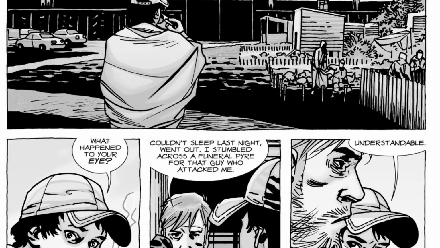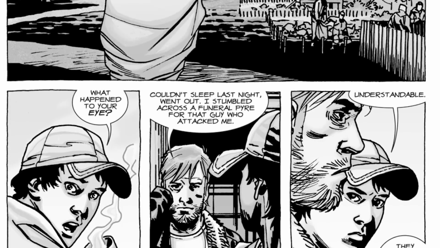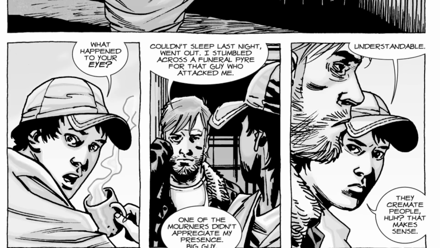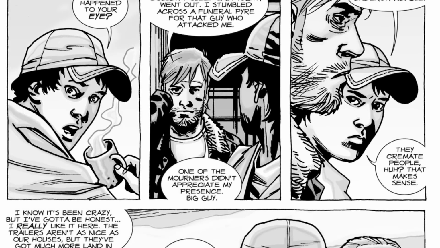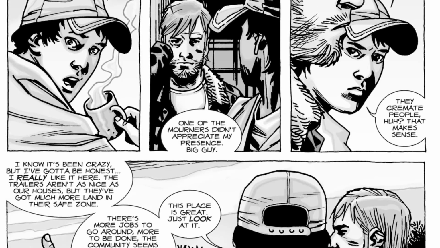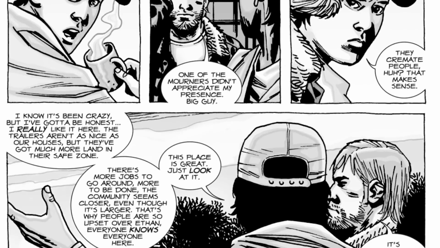The next morning, Rick approaches Glenn, who is drinking a cup of coffee looking out at Hilltop, and Glenn tells him that he really likes it here, that the community was close despite having more people than theirs, that there were more jobs to go around and more land in their safe zone.